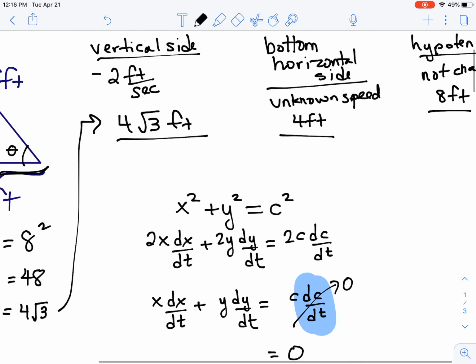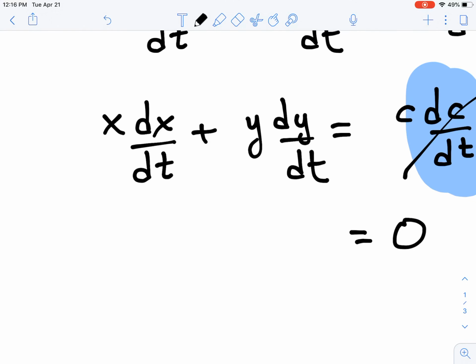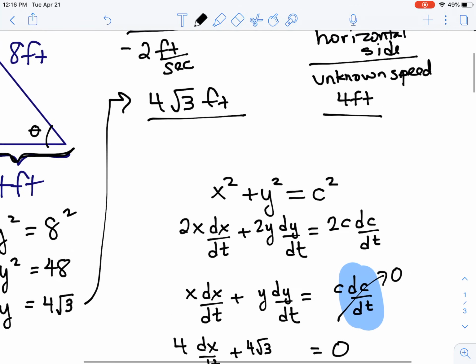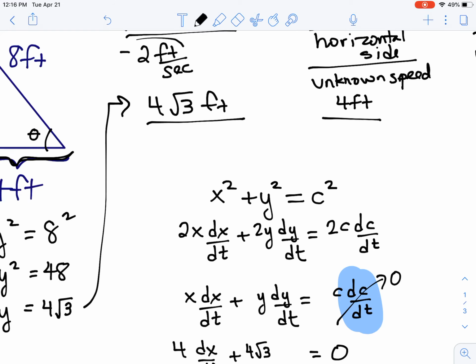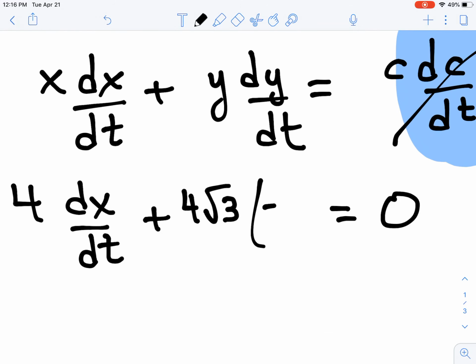So the horizontal, which is my x, I don't know the speed, but I know it starts at 4. So this is going to be 4, and I'm looking for dx/dt because I'm looking for the horizontal. Plus, my y was 4 radical 3, and it was changing at a rate of -2 feet per second. So this is -2 over here.